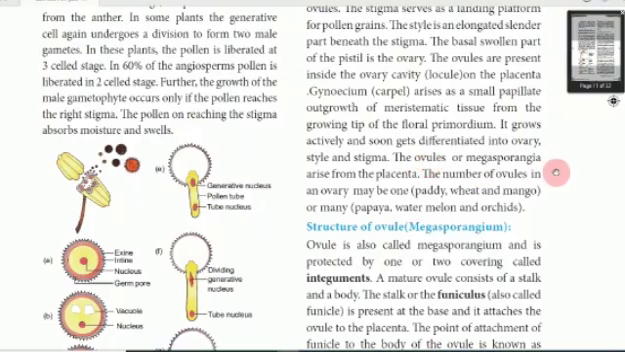Then the ovules or megasporangium arise from the placenta. So we learned placenta. Then the number of ovules in an ovary may be one or many. So it usually depends upon the number of ovules. They are divided into unicarpellary, monocarpellary, bicarpellary, tricarpellary, tetracarpellary, pentacarpellary, and multicarpellary.